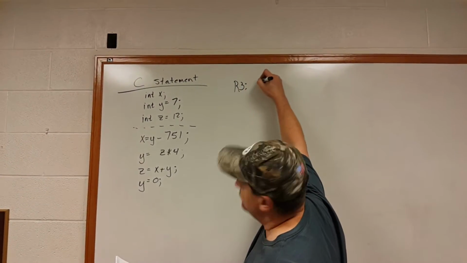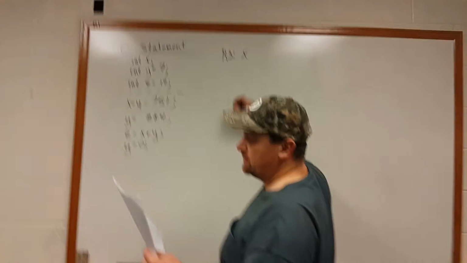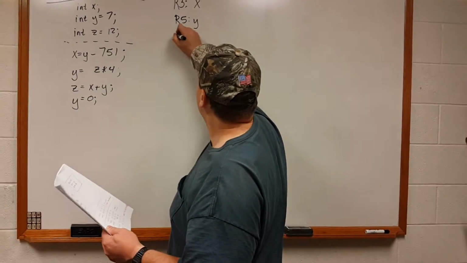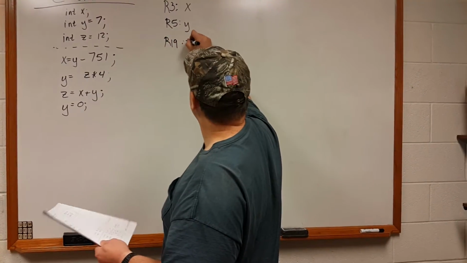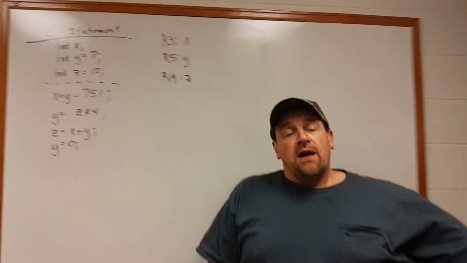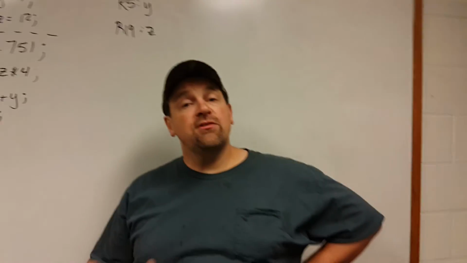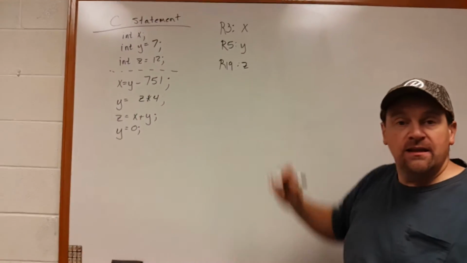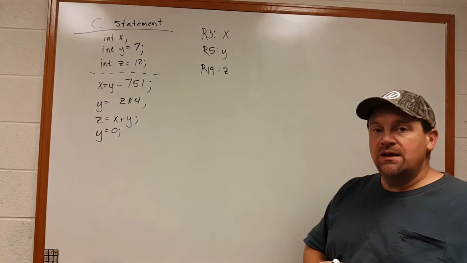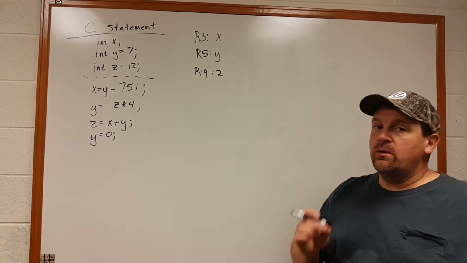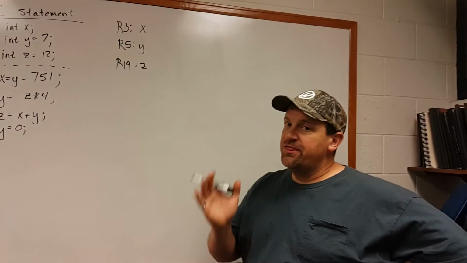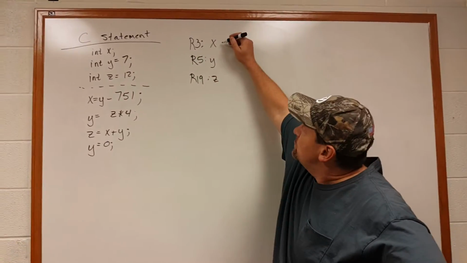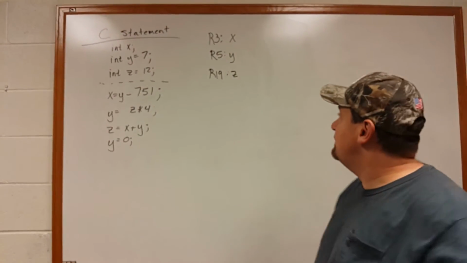R3, register 3, is going to be associated with X. Register 5 is going to be associated with Y. And register 19 is going to be associated with Z. Now I've told you before that we have a general purpose register machine. So I'm just deciding these things. And we have that caveat that register 0 always contains 0. So we really have a 31 register general purpose register architecture. So I've decided on these, I've given these to you.